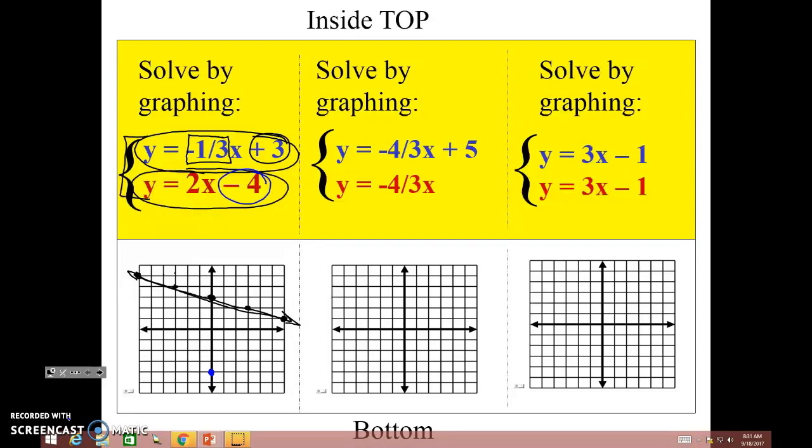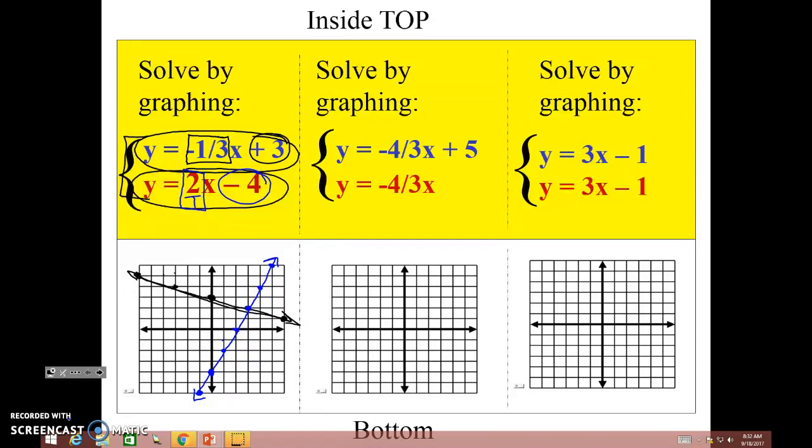Then 2x is basically 2 over 1, so that's going to be our slope here. So 2 over 1 means that we're going to go up 2 and to the right 1, and repeat that pattern. We could also go down 2 and to the left 1. Once we have that information, we're then going to graph our line all the way across. And what we've done is we've graphed the system of equations here.